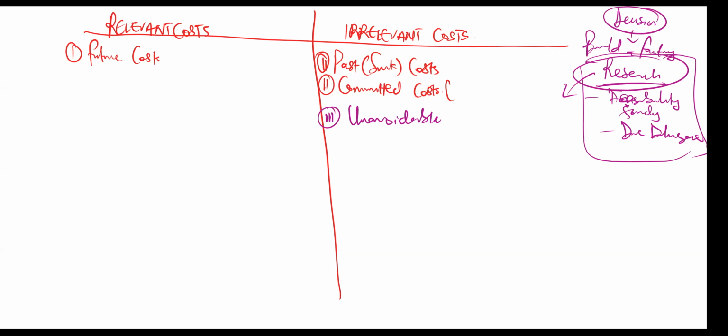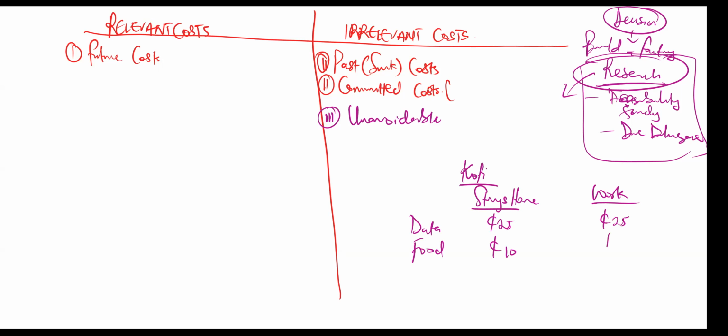So anytime you have an unavoidable cost, let me give you a typical example. I'm just giving you scenarios. This is Kofi, right? Now, if Kofi stays home, Kofi is going to buy data of 25 cedis. Kofi goes to work, right? He's going to buy data of 25 cedis. When Kofi stays home, he's going to pay for food of 10 cedis. But when Kofi goes to work, he's going to pay for food of 20 cedis, right? What becomes a relevant cost here? What becomes a relevant cost? The question is, should he stay home or should he go to work?